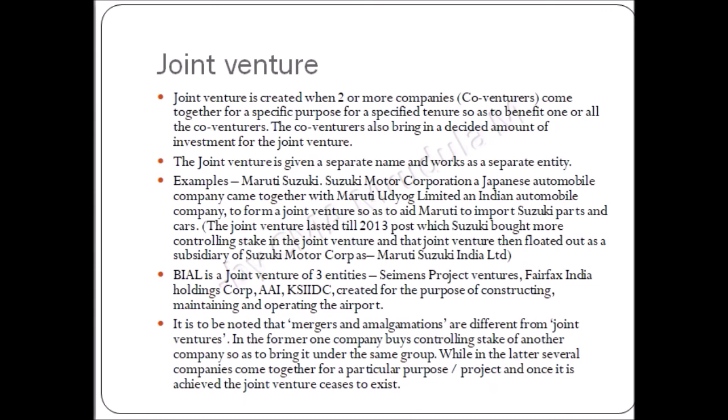In this chapter, a doubt generally arises among students, which is the difference between merger and amalgamation and joint venture. Let us first clearly understand that a merger or amalgamation is where a company purchases stake in an existing company and makes it a part of its same group. So it comes under the same group, and it is almost considered as the same company. Whereas joint venture is a temporary arrangement among two or more companies coming together for a particular purpose. There is no controlling stake of the other company owned by the co-venturers, which means the co-venturers do not own controlling stake of each other.